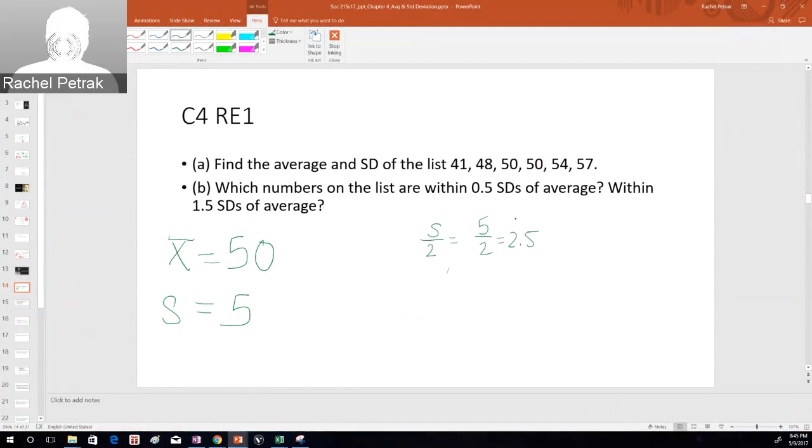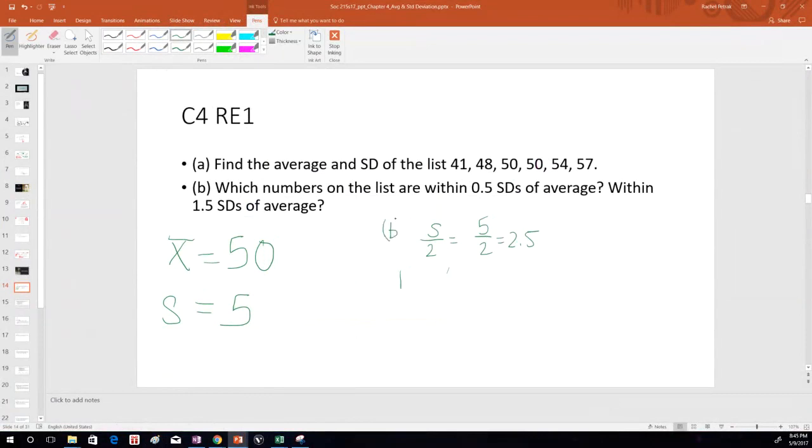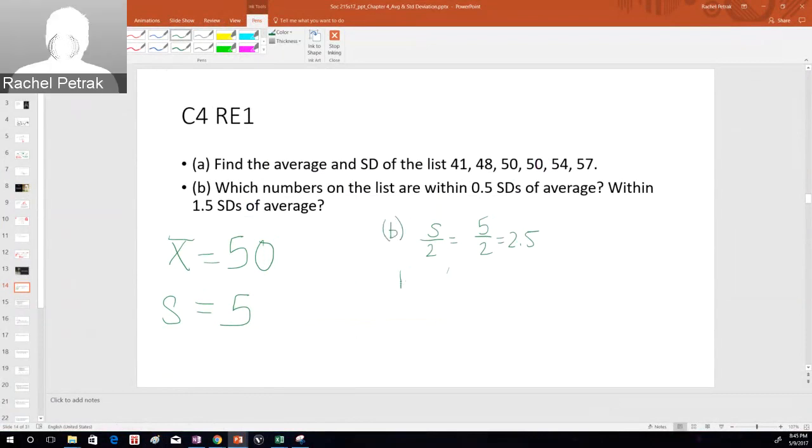So then we want to know what's within half a standard deviation of average. If average is 50, then that's the scores that range from 47.5 to 52.5. So which numbers are in that range? 40, 50, 50. These other scores are outside of that range.